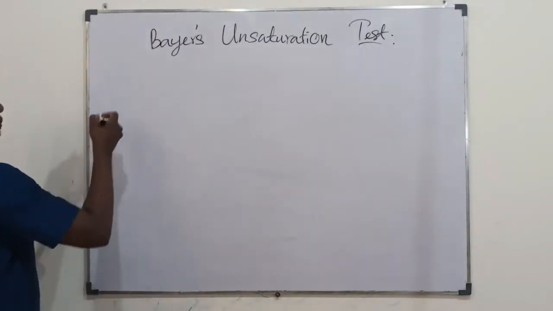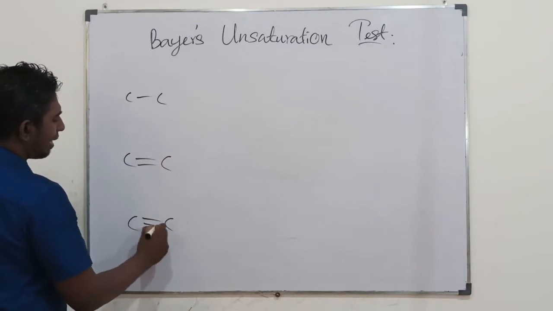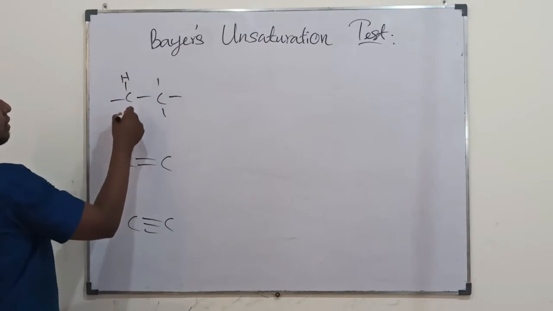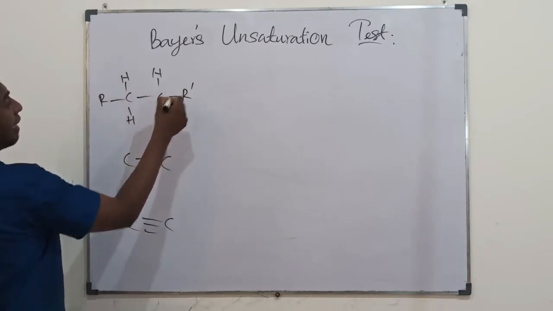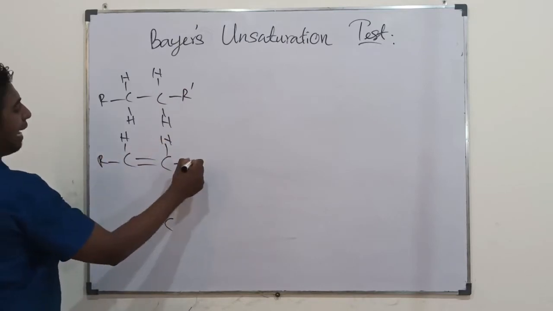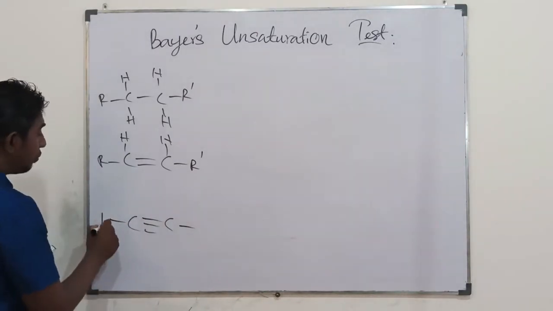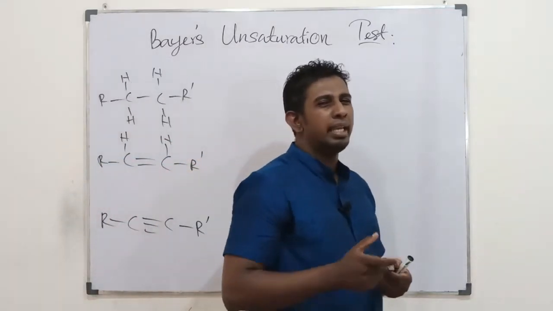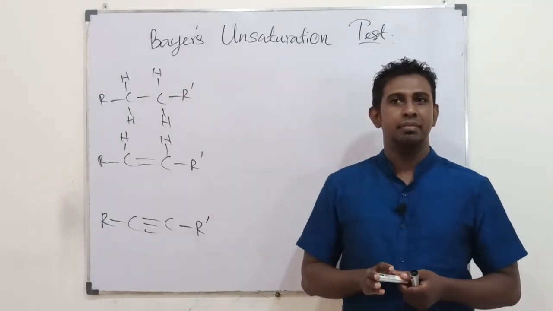Okay, so if I give you a few models of alkenes and alkynes: if it is an alkane, you have carbon-carbon single bonds only, so let's say they are alkyl groups. If it is an alkene, you have at least one carbon-carbon double bond. If it is an alkyne, you have at least one carbon-carbon triple bond. Okay, we are going to identify these using a test.